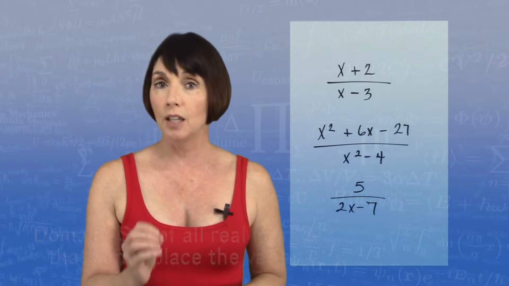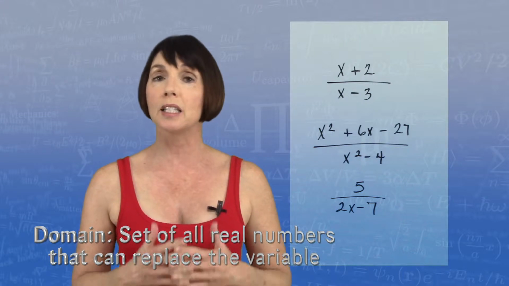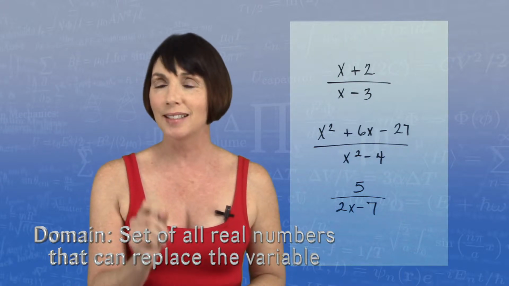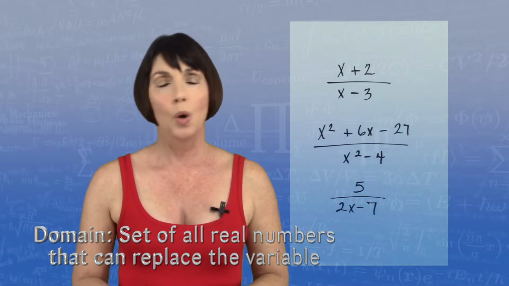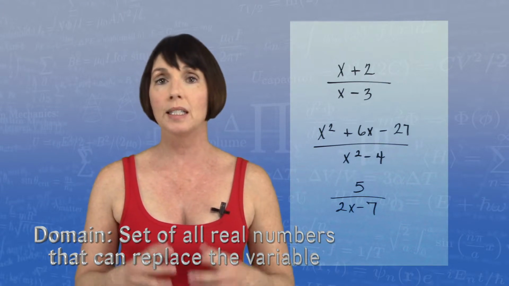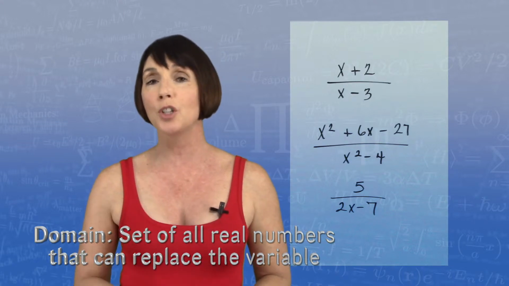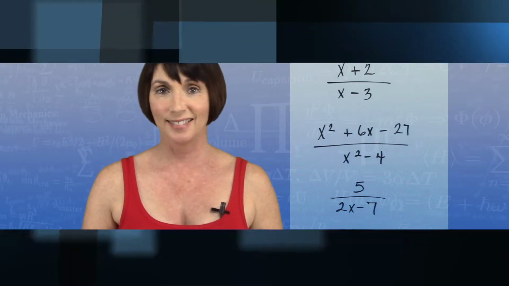The domain of a rational expression is all real numbers that can replace the variable and not make the denominator equal to 0. We can't have denominators equal to 0 because division by 0 is undefined. Let's take a look at a couple of examples of finding the domain of a rational expression.